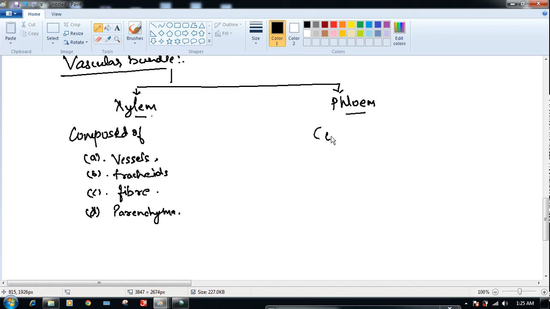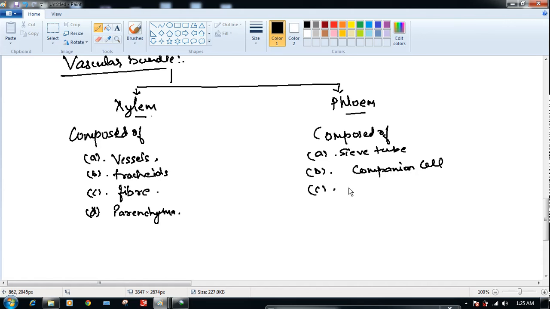Phloem cell is composed of first part, which is called your sieve tube, another part which is called your companion cell, third part is your parenchyma, and the fourth part is your fiber, also called phloem fiber.